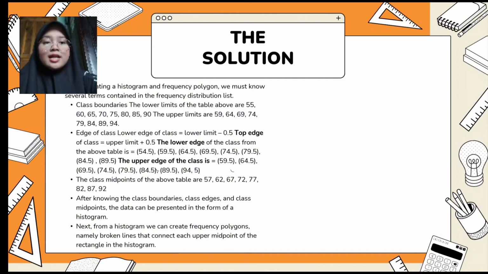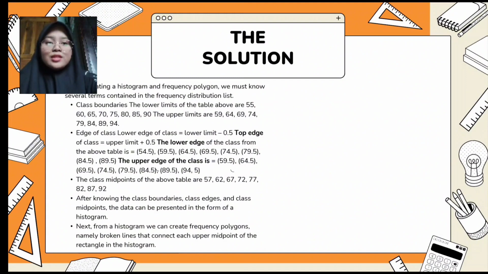The upper edges of the class are 59.5, 64.5, 69.5, 74.5, 79.5, 84.5, 89.5, and 94.5. The class midpoints of the above table are 57, 62, 67, 72, 77, 82, 87, and 92.